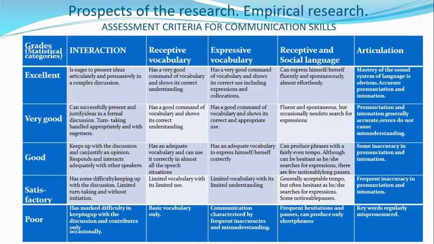In particular, we distinguished special criteria like interaction, receptive vocabulary, expressive vocabulary, receptive and social language, and articulation, and we also distinguished some special statistical categories from excellent to poor. For each of the criteria, we elaborated indicators which show whether the criterion was achieved by the student, and at which level: excellent, very good, good, satisfactory, or poor.